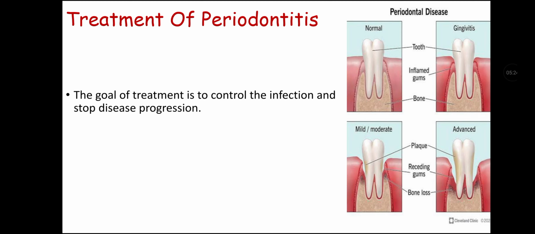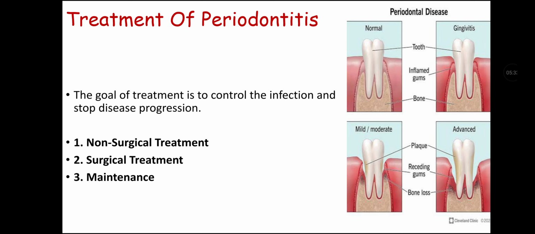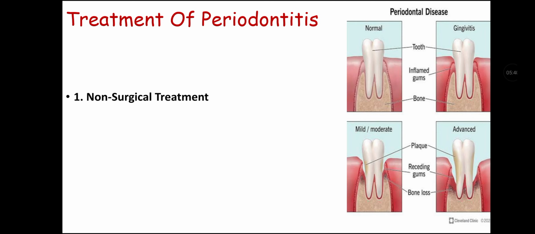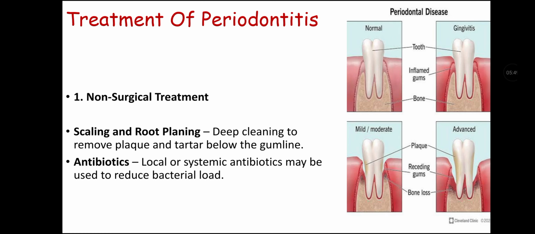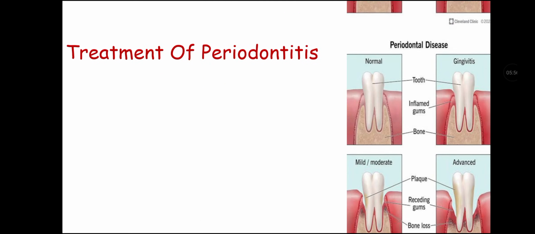Treatment of periodontitis. The goal of treatment is to control the infection and stop disease progression. It can be done by non-surgical treatment and surgical treatment. Then there is another thing associated with periodontitis, that is maintenance. First, we will talk about non-surgical treatment for periodontitis. It includes scaling and root planing, that is deep cleaning to remove plaque and tartar below the gum line. It also includes antibiotics, that may be local or systemic antibiotics used to reduce bacterial load.